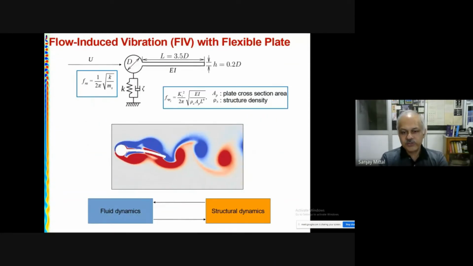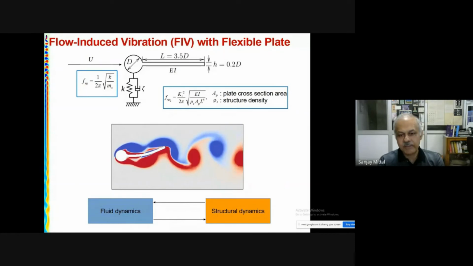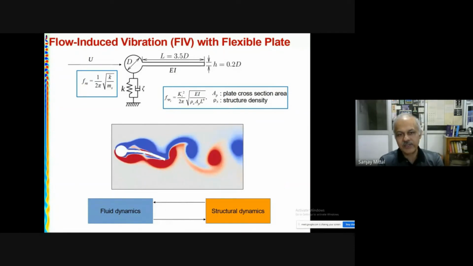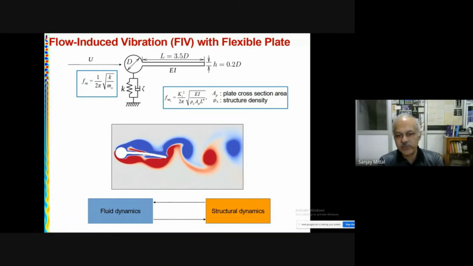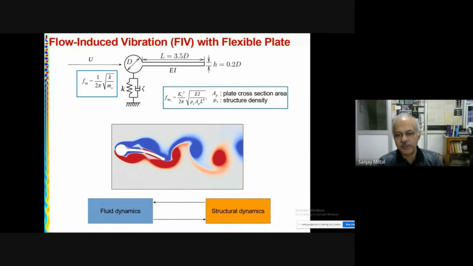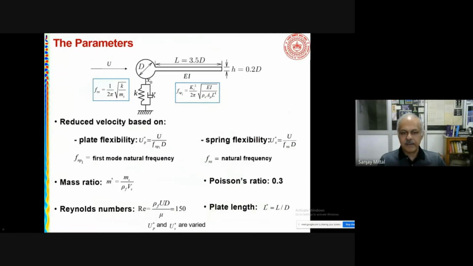So can we use flexibility of the plate to dampen out some vibrations? Okay, so here now this is real fluid structure interaction, where you would be solving the fluid flow coupled with maybe some kind of a beam model. Okay. So there are now more parameters. It's not just a single degree of freedom system. There are infinite degrees of freedom. So we'll talk about the reduced velocity now, but there are now many natural frequencies, infinite number of them. But we'll define the reduced velocity based on the first natural frequency.